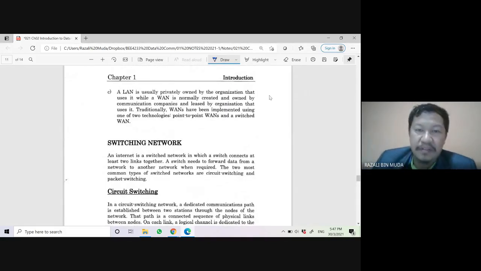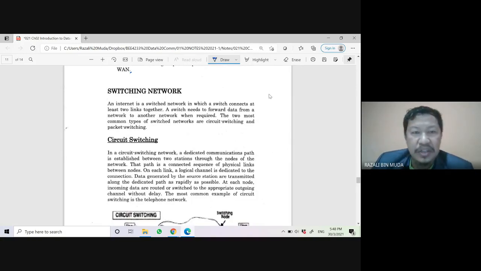Another one, a LAN is usually privately owned by an organization, while a WAN is normally created and owned by communication companies. So a LAN is owned by an organization, like UMP. There is a network in UMP Pekan, for example, or UMP Gambang. A WAN is normally created and owned by communication companies, such as telcos: Maxis, DataComm, TM. Traditionally, WANs have been implemented using one of two technologies, point-to-point and switched WAN.